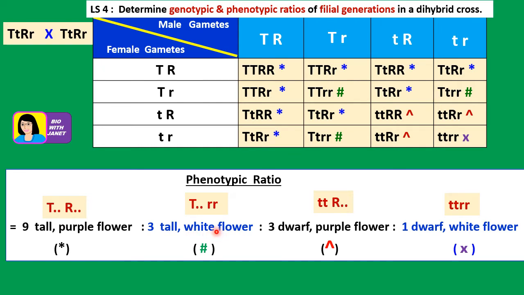So to have white flowers, they must be homozygous recessive for the trait of white flower, because the trait of white flower is a recessive trait controlled by a recessive allele. So the plant must be homozygous recessive in order to express this trait of white flowers.